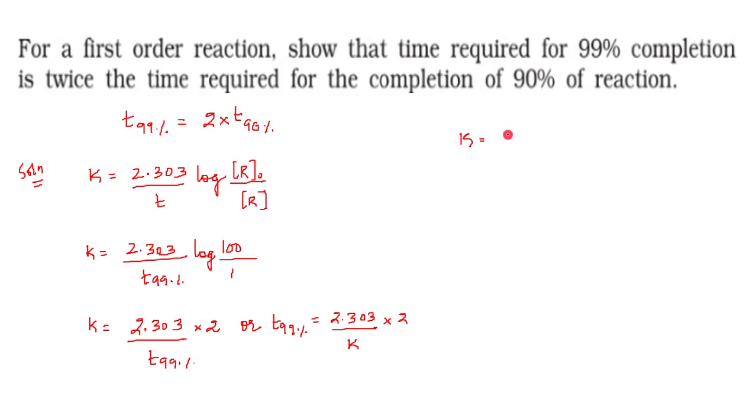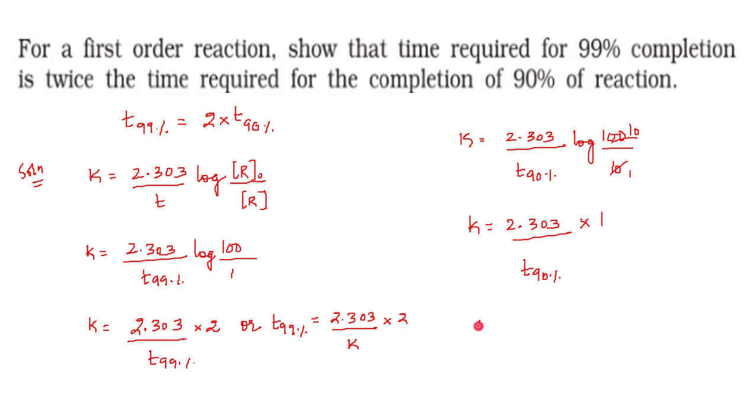So K is equal to 2.303 divided by T 90% log of R naught by R. R naught value is again 100. R value will be 100 minus 90. It will be 10, right? So 10 ones are 10, tens are... So you will be getting log of 10. Log of 10 will be how much? 1. So K is equal to 2.303 divided by T 90%, as log of 10 is 1. Or you can write T 90% is equal to 2.303 divided by K, into 1, which is nothing but 2.303 divided by K, right?